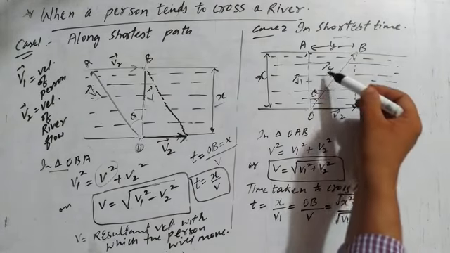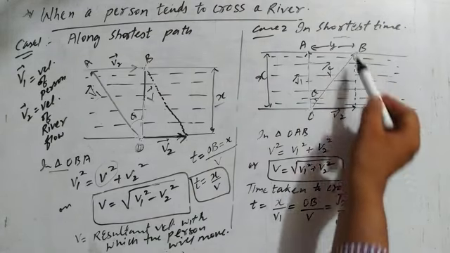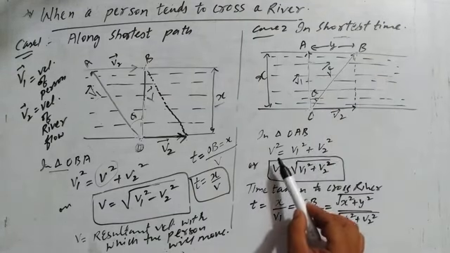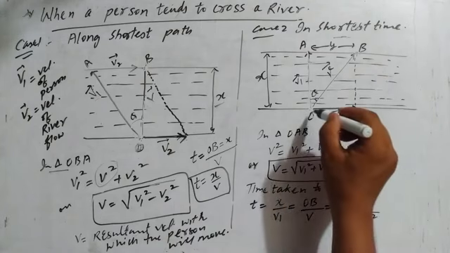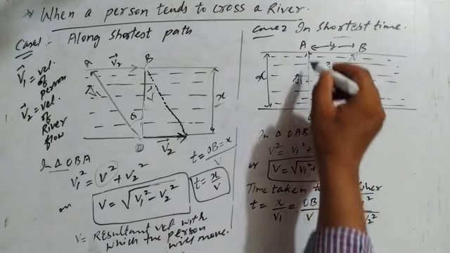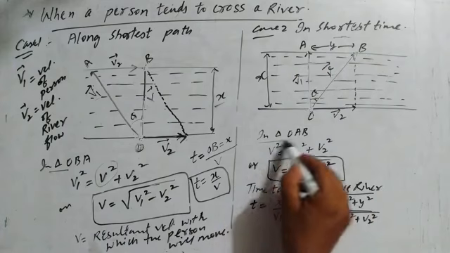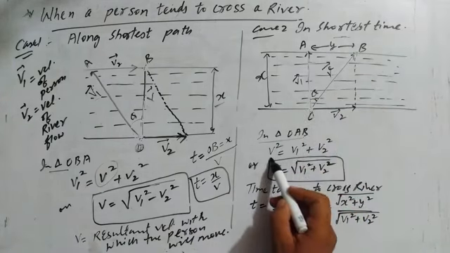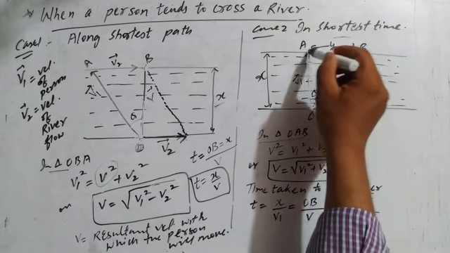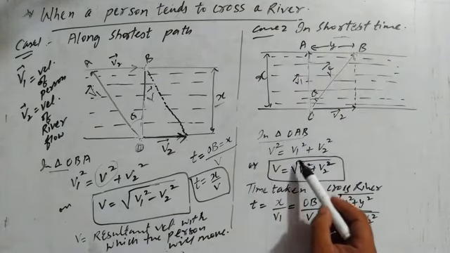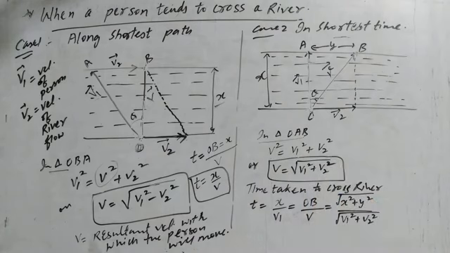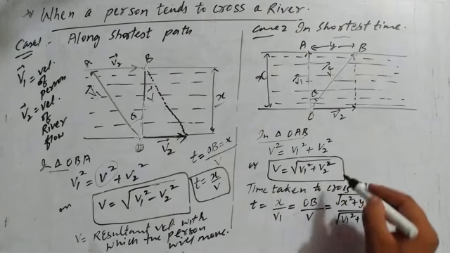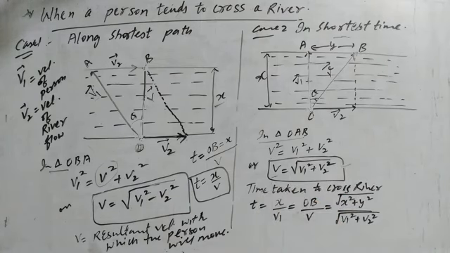So the person will cross the river and will reach point B. Now we can easily find out the value of v by completing this diagram. Clearly, in triangle OAB, hypotenuse square equal to base square plus perpendicular square, that is v1 square plus v2 square, or v equal to under the root v1 square plus v2 square. So by this formula we can easily calculate the value of v.